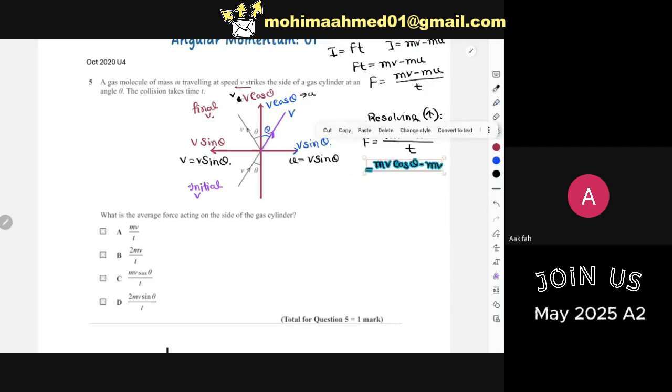This time, as none of these are moving in opposite directions, they will never get added together. They will easily cancel each other out because they are both positive. That means the minus sign in between the equation will get restored, and mv cos theta will be cancelled out with the mv cos theta, divided by t. So what do you have at the end? You have F equals 0 over t, and eventually the force is 0. That means in the vertical plane, no force was exerted onto the gas molecule or onto the gas cylinder.